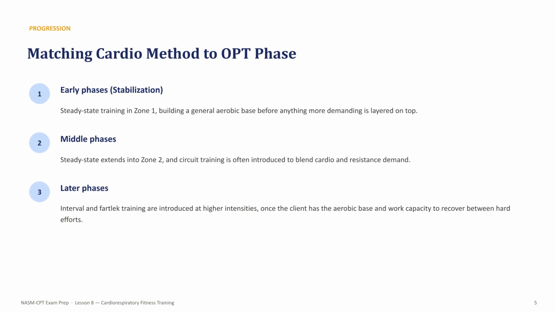Let's talk progression. In the early phases, stabilization: steady-state training in Zone 1, building a general aerobic base before anything more demanding gets layered on top. In the middle phases, steady-state extends into Zone 2, and circuit training is often introduced to blend cardio and resistance demand. In the later phases, interval and fartlek training are introduced at higher intensities, once the client has the aerobic base and work capacity to recover between hard efforts.